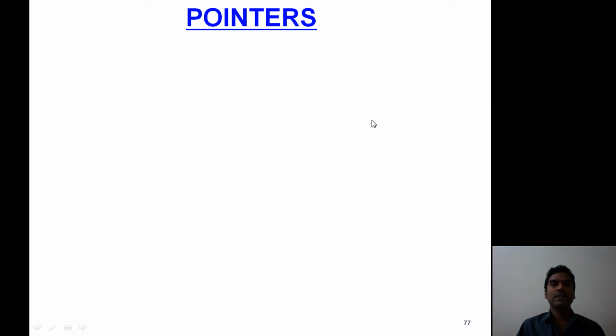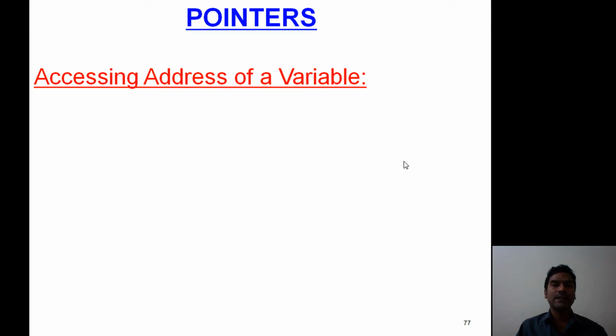Hello students, in this session we will discuss the pointers concept. Before going to pointers, first we discuss how to access the address of a variable. For accessing the address of a variable, assume we declare one variable as int x. Now when this statement is executed, the compiler allocates memory for the variable x.